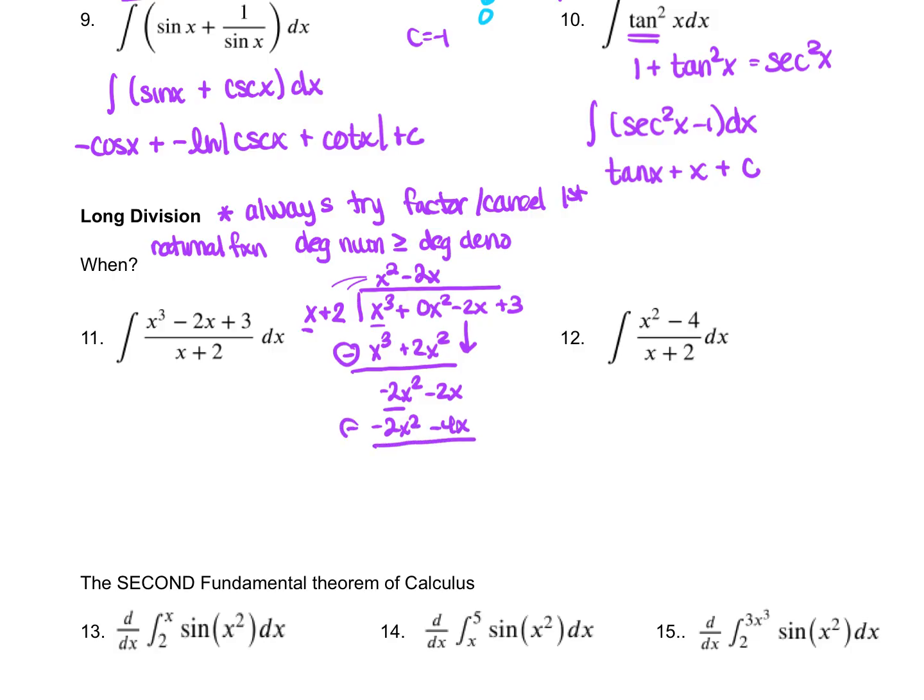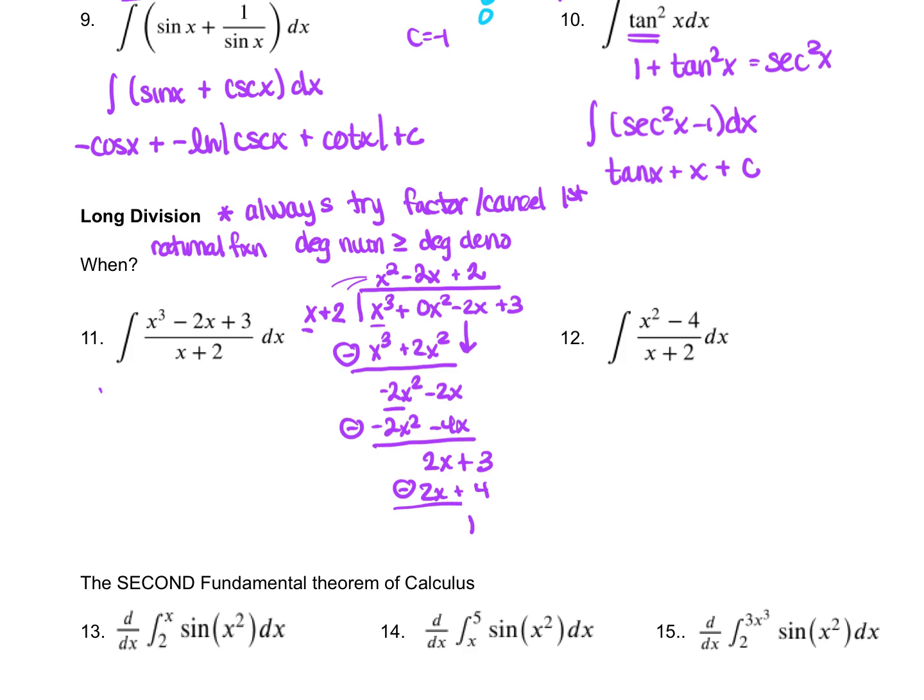Subtract. This now gives me a positive 2x. x times what gives us 2x? So plus 2. Multiply it to both. Subtract. And I dropped a 2 and not a 3. What did I do? Right here, I should have dropped a 3. My bad. So I should have dropped a 3, then I put a 4 here, and this would be negative 1.